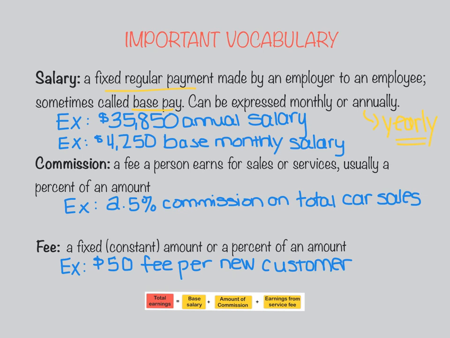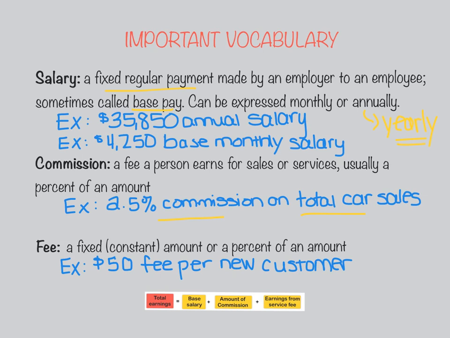There's also something called commission, and commission is something additional that somebody earns. It's a fee they earn for sales or services. Usually it's expressed as a percent of an amount. So for an example, maybe a car salesman makes 2.5% commission on the total car sales. So whatever he would sell for the cars that month, maybe he would earn 2.5% of that on top of his base salary. Okay, so that's added on.